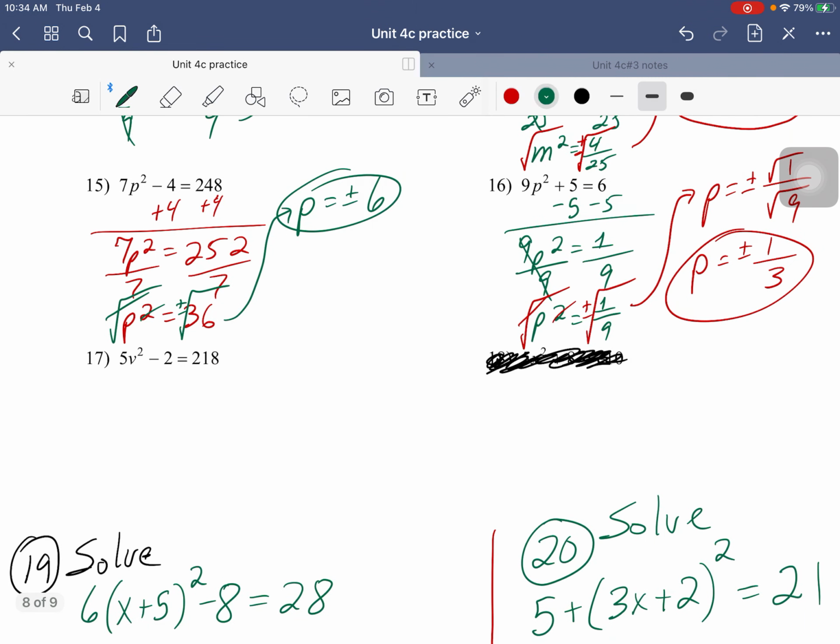All right, number 17. I think we're going to start getting into some different types of problems. They look very similar, but you're going to end up with different types of answers. So you add 2 first. Divide by 5. 220 divided by 5 is 44. And then when you square root v squared and 44, you get the plus minus.